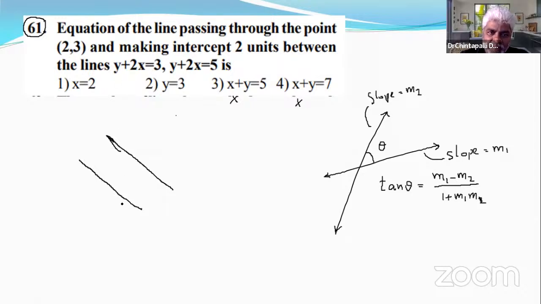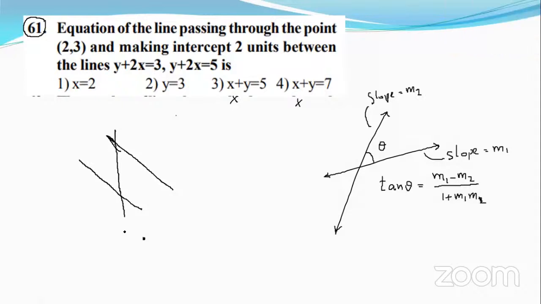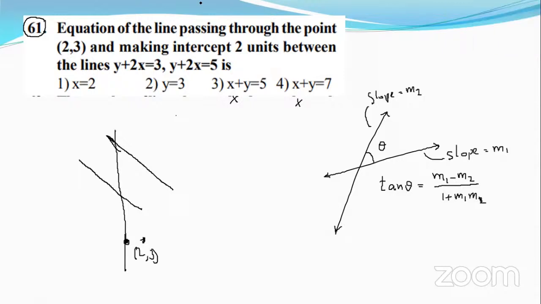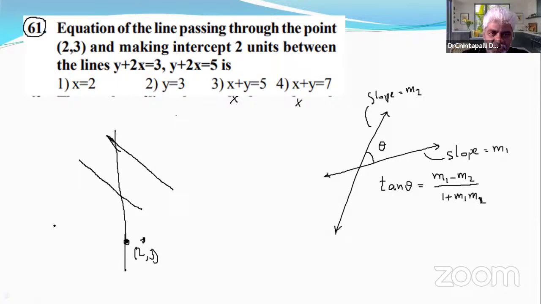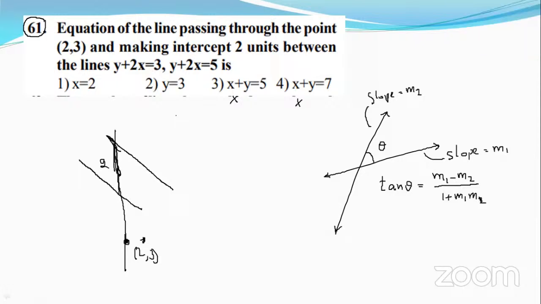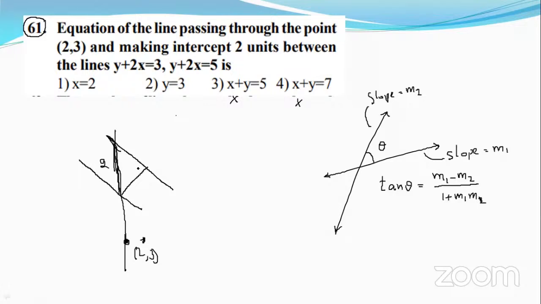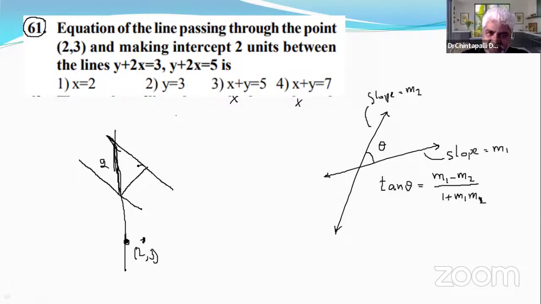Now, there is a line passing through (2, 3). This is the line passing through (2, 3), right? And now, making intercept 2 units. This distance is 2 units, right? See, now we can draw a perpendicular between those lines.